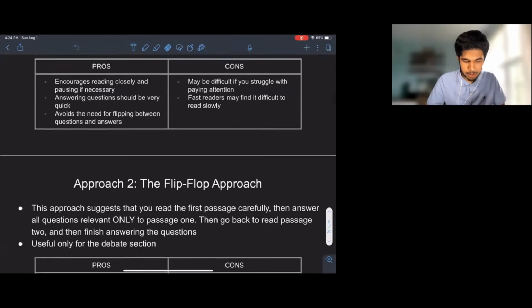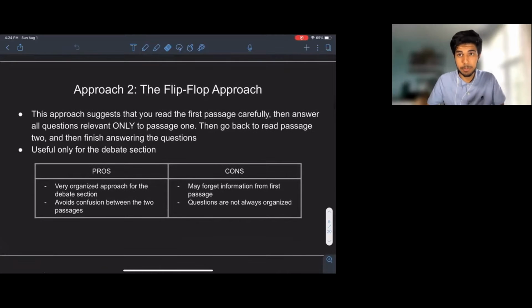So let's look at a second approach. This is called the Flipflop Approach. And if we look at the second point, I said that this is useful only for the debate section. That's the section where you have 2 passages in one, and then you have to answer questions about both passages. You don't have to use this for the debate section. You can use the 10-3 approach. I use the 10-3 approach for the debate section. This is just another thing to think about.